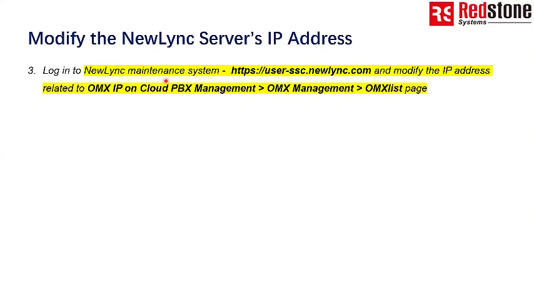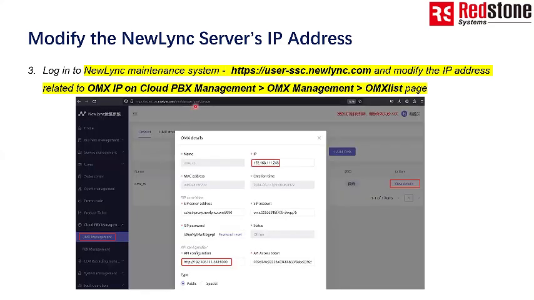Then you need to log into the maintenance system of NewLink. Say, for example, you're using https://ssc.newlink.com, and you need to modify the IP address that is related to the OMX IP on the cloud PBX management. So you can log in here, then go to OMX management, then fill in the IP address related to the OMX. In this instance, I'm using 111.248 for the OMX IP address. Also, I'll be using port 8000.